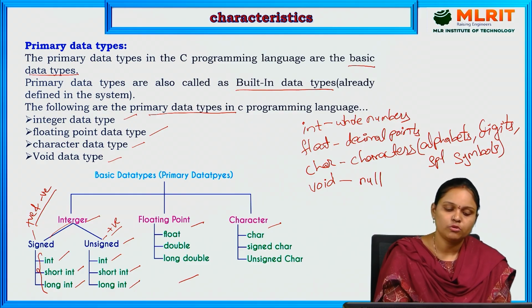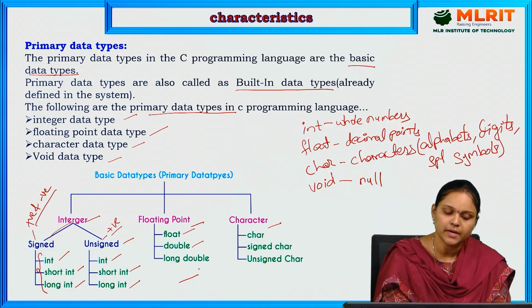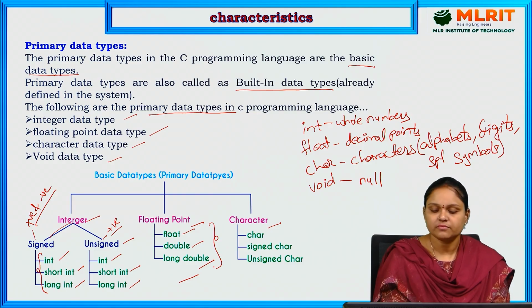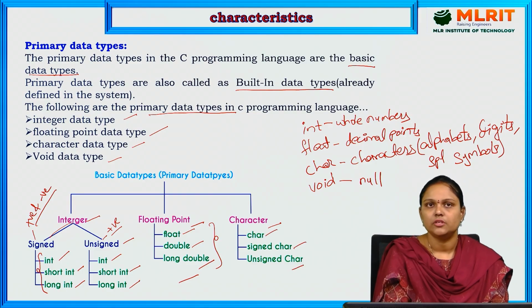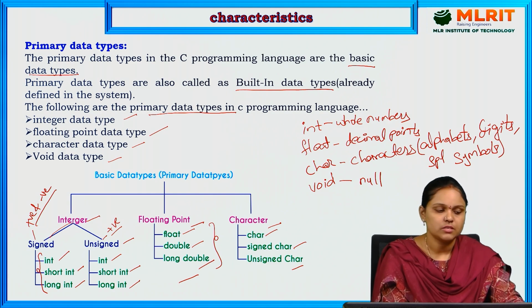And the next, floating point, is further divided into float, double, and long double. These also differ in ranges. Character is again divided into char, signed char, and unsigned char. So these are the primitive data types that we are using in our C program.